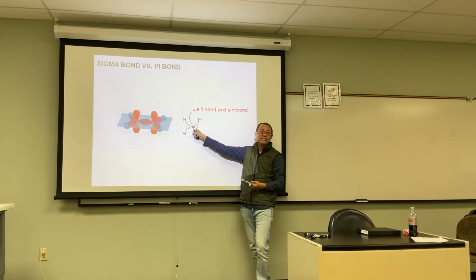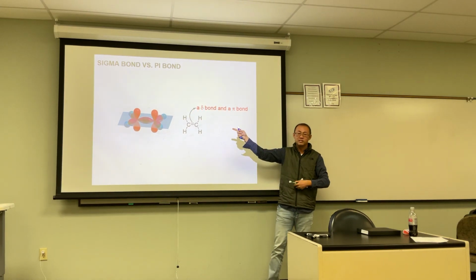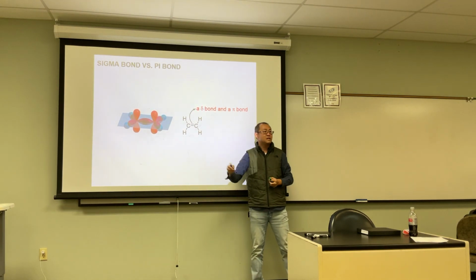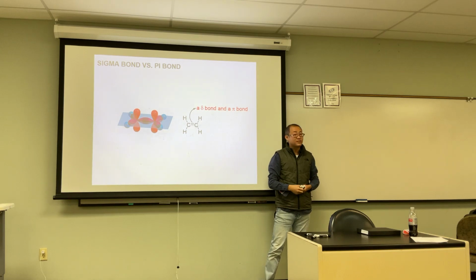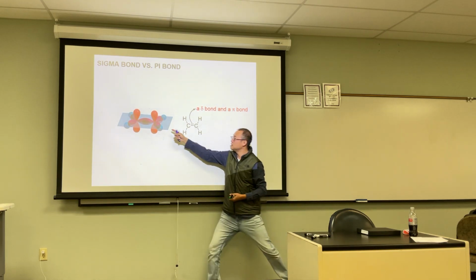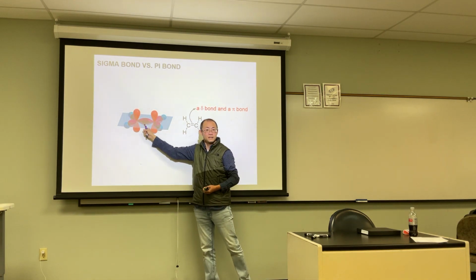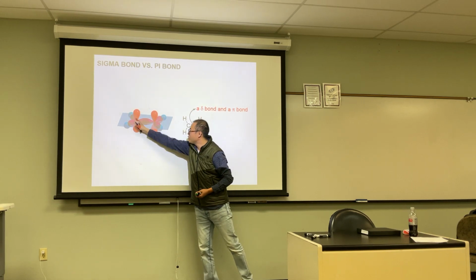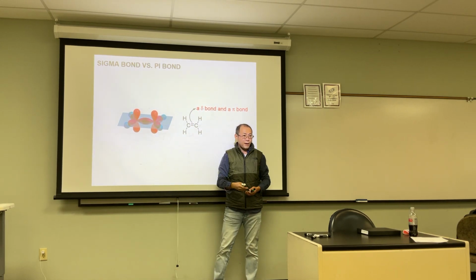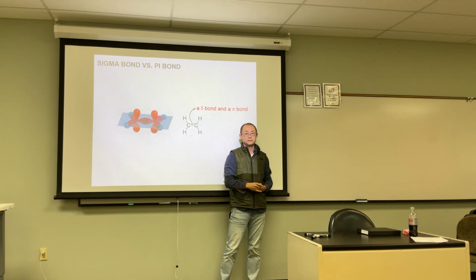Even though here you see two bonds, you don't see which one is which, but you know in a double bond these two bonds are different. One is the sigma. Another one is the pi bond. The pi bond.